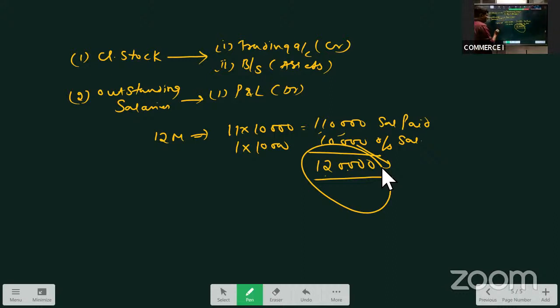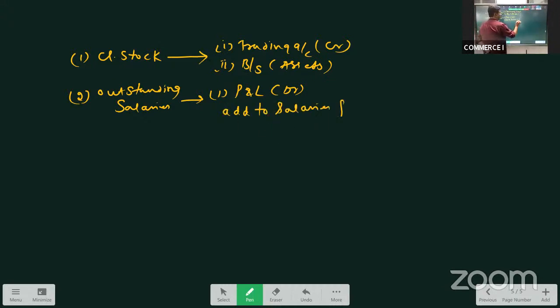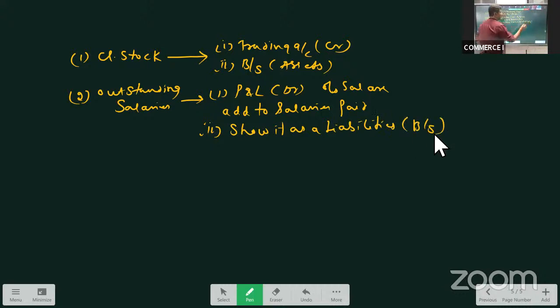So in the P&L account, we will show it as an addition to salaries paid. Outstanding salaries are added to salaries paid. Second, we will show it as a liability in the balance sheet. Show it on the liability side.